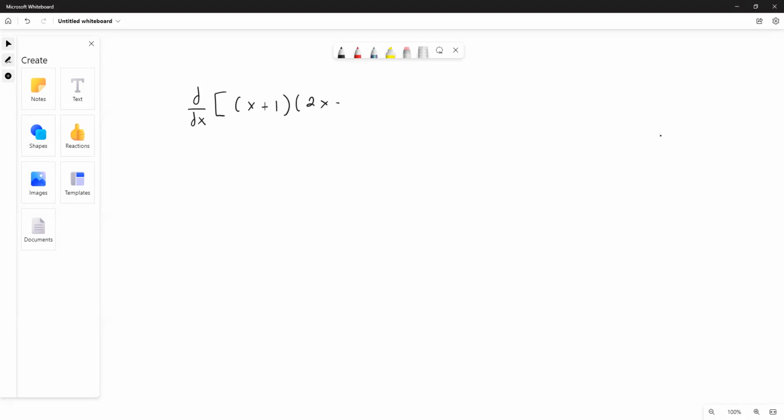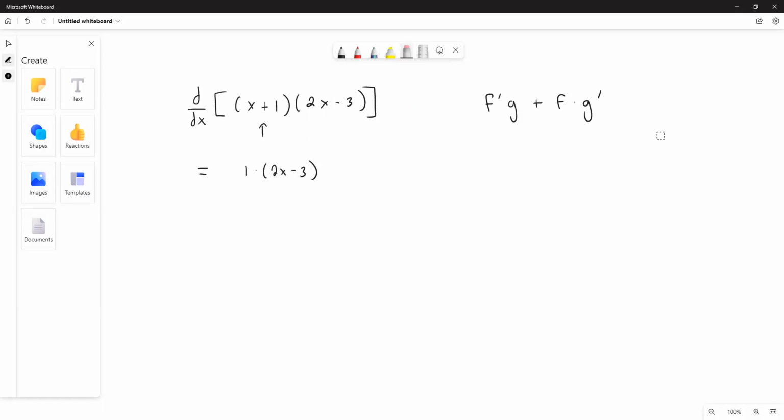x plus 1 times 2x minus 3. Okay, now remember the product rule says we take the derivative of the first piece, multiply it by the second as it is, and then do the first piece as it is times the derivative of the second. Okay, so the way that works out, the derivative of the first piece, x plus 1, is 1, times the second piece as it is, and that's 2x minus 3.